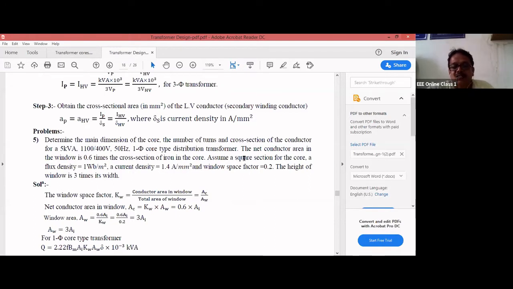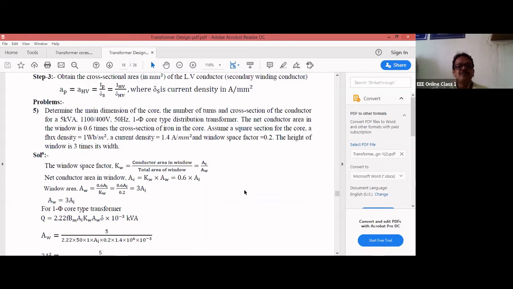Assume a square section of the core. Suppose a square section. The flux density is 1 Weber per meter square. Current density is given. Window space factor is given. The height of the window is 3 times the width. So the height of the window Hw is equal to 3 times the width. These are the conditions given. By using these conditions, you have to find out the main dimensions of the core, the number of turns of primary and secondary, and the cross sectional area of the conductor of primary and secondary.